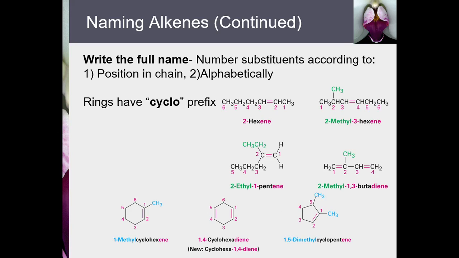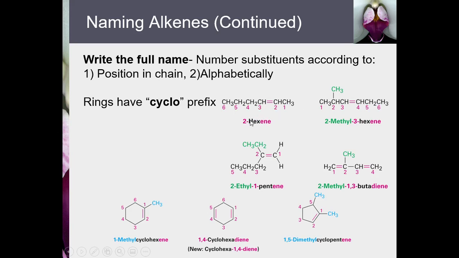Next, you write the full name of the organic compound. You number the substituents according to their position in the chain, and they should be in alphabetical order. There will be cases where the chain is closed into a ring structure, so you will use a cyclo prefix. Let's give some examples here.